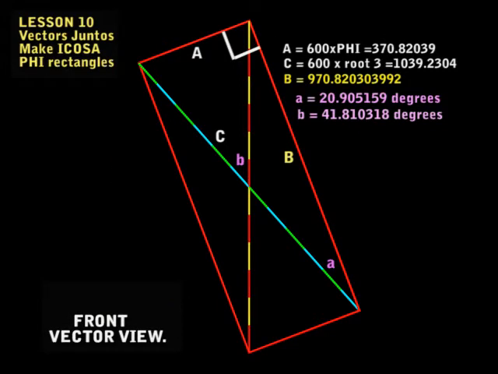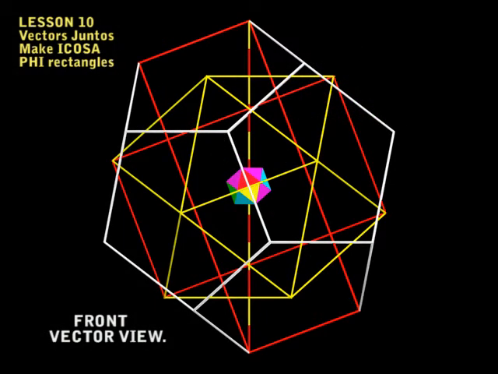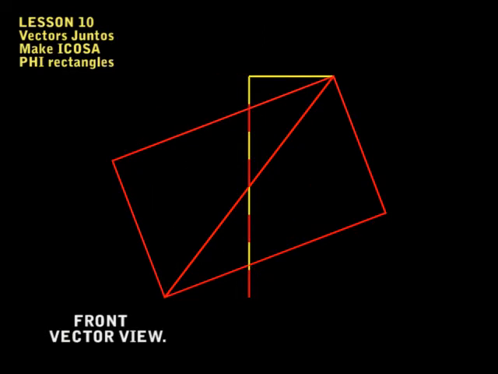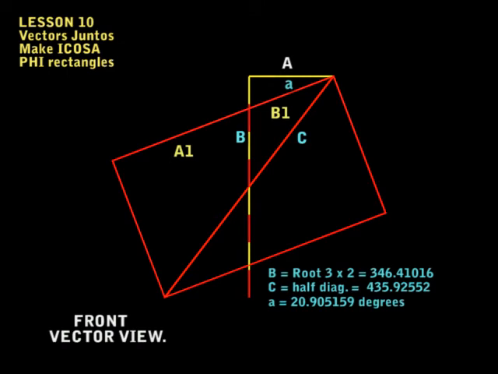Now we'll go back to the scene with the dodeca and icosa again. Now we'll hide everything except the sloping rectangle and the icosa and the center red and yellow vector. I think I'll hide the icosa as well because what I want to show you is the length of A1 and the length of B1 on the golden ratio rectangle. We know the top half of the red and yellow vector is twice root 3. And we know the hypotenuse C is half the diagonal. And we also know the slope angle A. So now we're in business. We can find A1 and B1.